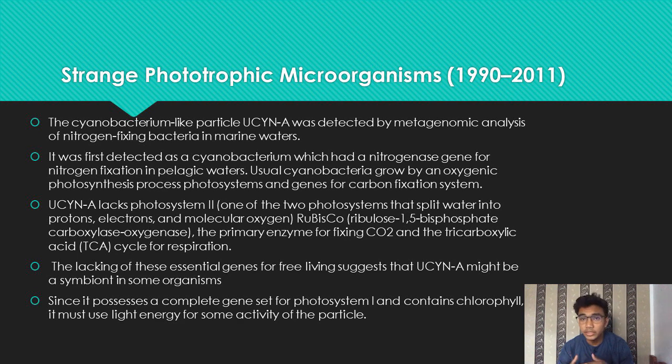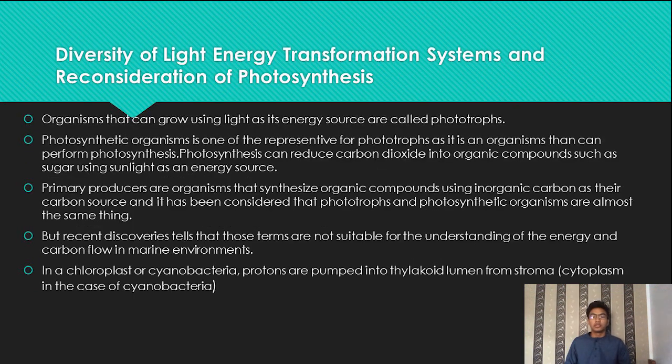So what is a symbiont? A symbiont is like living together with another organism. So since it possesses a complete gene set for photosystem 1 and contains chlorophyll, it must use light energy for some activity of the particle. So an organism that can grow using light as its energy source is called a phototroph, whether it is a photoautotroph or photoheterotroph. So photosynthetic organisms are the representative of phototrophs as they can undergo the photosynthesis process. The photosynthesis process can reduce carbon dioxide into organic compounds such as sugar.